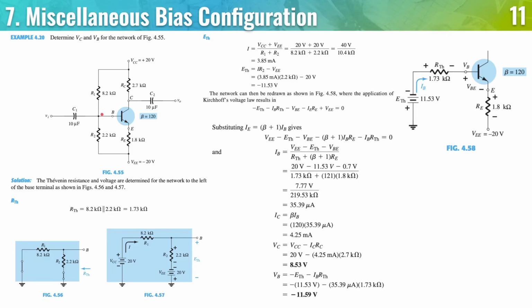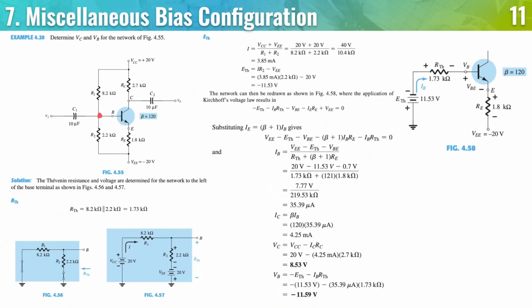Since the IB is going this way, you know that things are going to go in this direction. So you have VEE minus ETH minus VBE. Since there's going to be a voltage drop here and here, and this is in reference to VEE, by the way. And then you have also RTH.